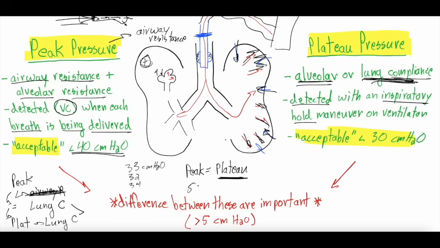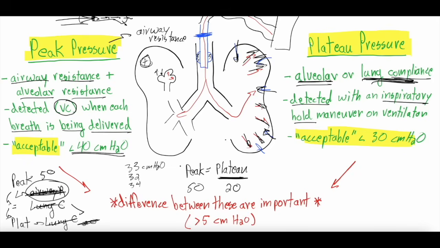So let's just say the peak pressure is 50 and the plateau pressure is 20. Well, now this changes, right? Because if we're saying the plateau pressure is 20 and the peak is 50, we can essentially say that 20 is related to lung compliance, but the other 30 left is airway resistance. And this can be helpful when understanding the pathophysiology going on, because these two represent different things.